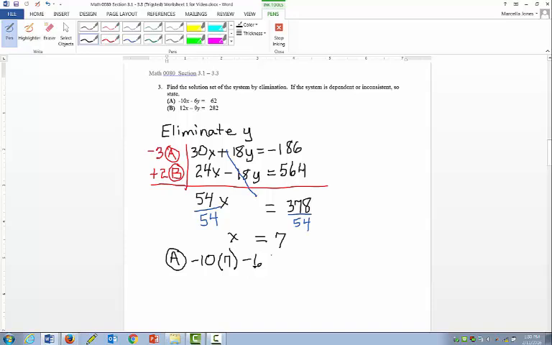So I have negative 10 times 7, which is my x value, minus 6y equals 62. So negative 70 minus 6y equals 62. Let's add 70 to both sides of the equation. And we get negative 6y equals 132. And let's divide both sides of the equation by negative 6 so that we can solve for y.